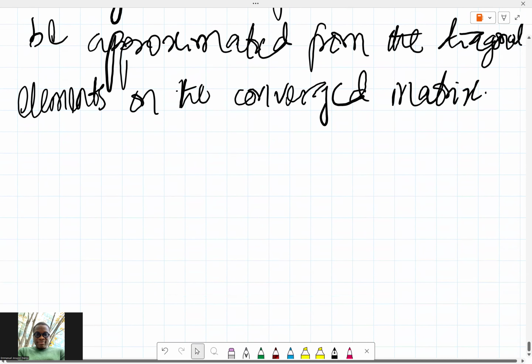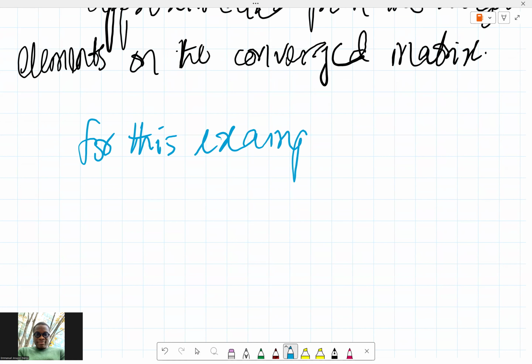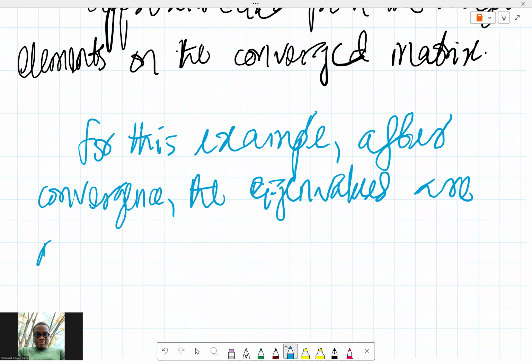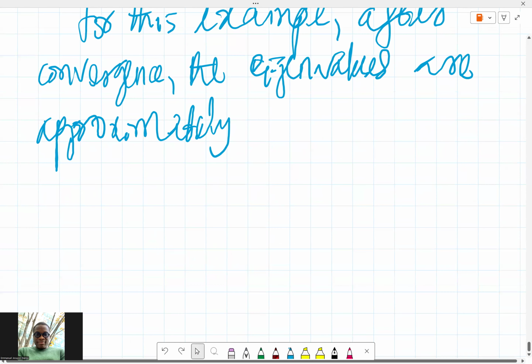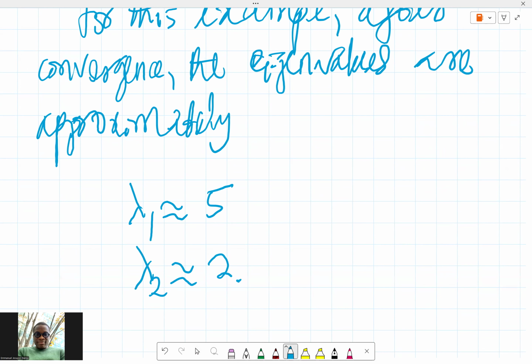So actually, for this example, after convergence, the eigenvalues are approximately, okay, lambda 1 is roughly 5 and lambda 2 is roughly 2, like I said the other time.